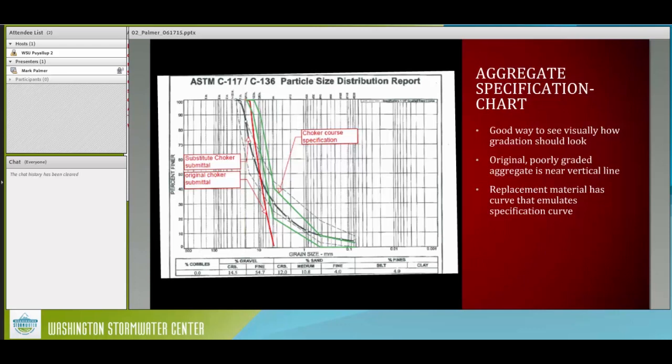on choker course if you use it, and on your aggregate course for your aggregate for your asphalt. And as you can see here, the red line is showing what was submitted and obviously falling well outside the dash lines here, which were the specification. Substitute rock was within the specification except at the very top end here, and it did perform much better.